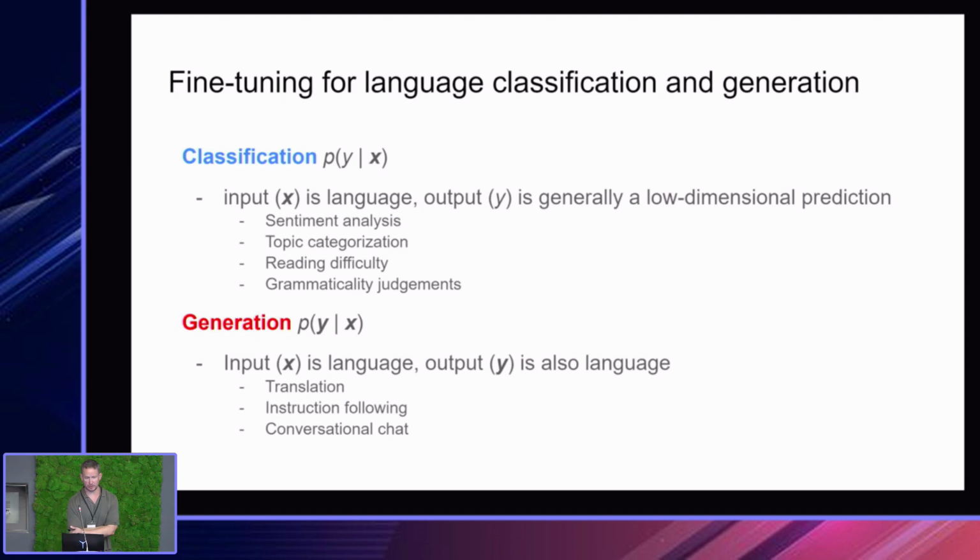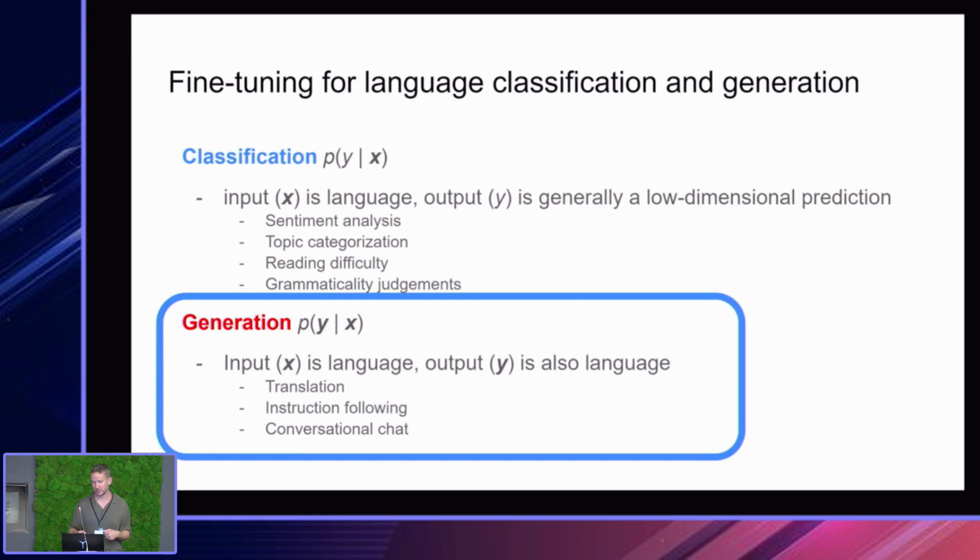All right, so let's start getting into the meat of things. I'm going to distinguish here, just for categorization purposes, two tasks. Classification, where X is language and output Y is generally a low-dimensional prediction. This can be a sentiment label, like it's good or it's bad, or classifying text into one of 1,000 topics, or predicting the reading difficulty for school kids, or giving a grammaticality judgment. These were the first problems that language model fine-tuning was applied to. More recently, we've gotten very interested in the generation problem, where X is some language and the output Y is also some language. These are things like translation, instruction following, or conversational chit-chat.